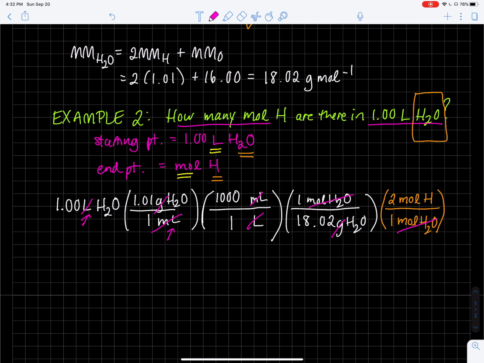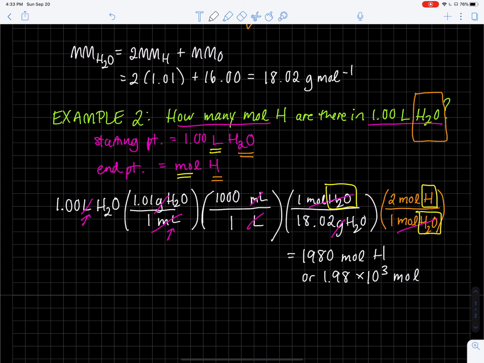And this was a case where it's important to write the substance so that I know that this is moles of H2O versus moles of H. Okay, so again, you can just go through, multiply, and divide everything. And I ended up with 1980. That was a good year. Mole of H. If you want to be very clear that you only have 3 sig figs, you could write 1.98 times 10 to the 3 mole of H.